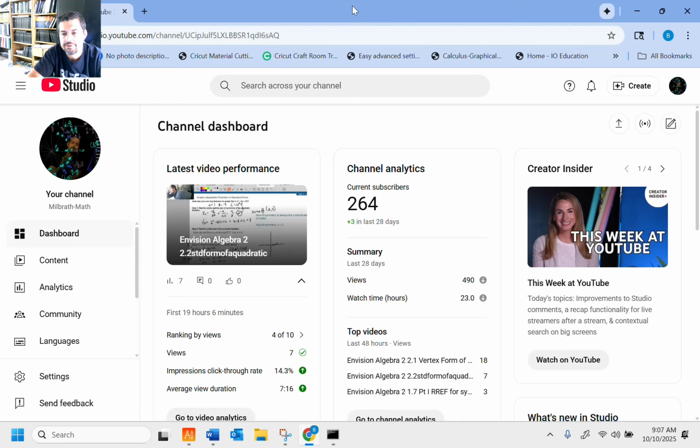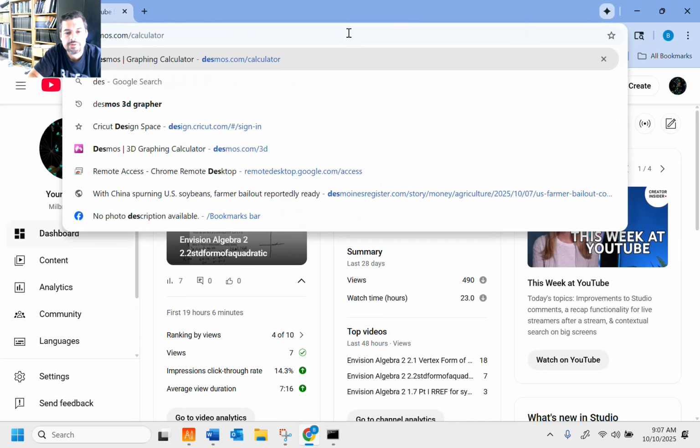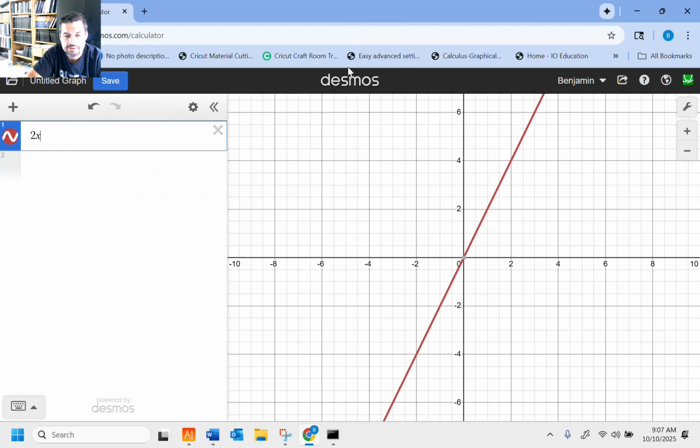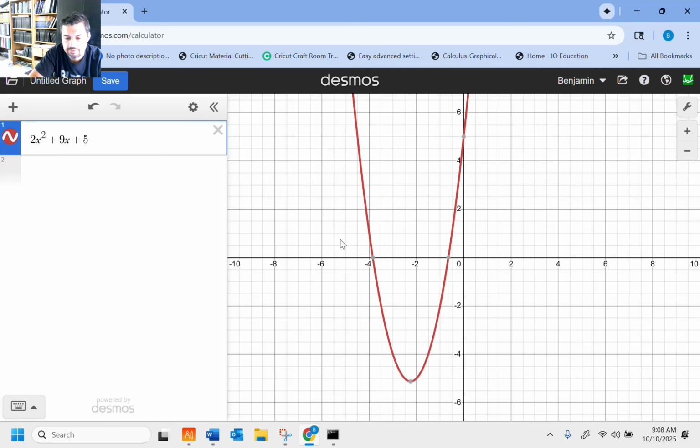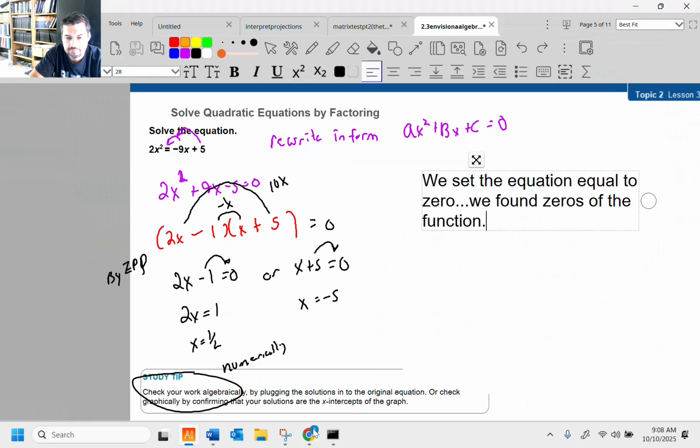I was in the middle of uploading something. Let's see here. That was 2x squared, and we shifted things over. We had what? Plus 9x plus 5? Is that what it was? I don't think that was it. Minus 5.